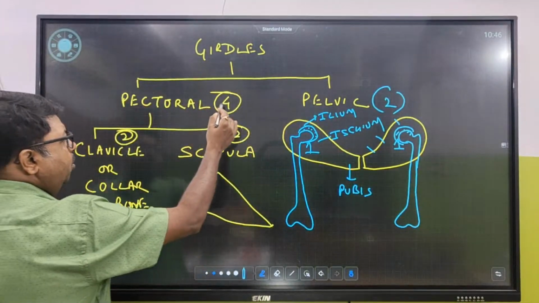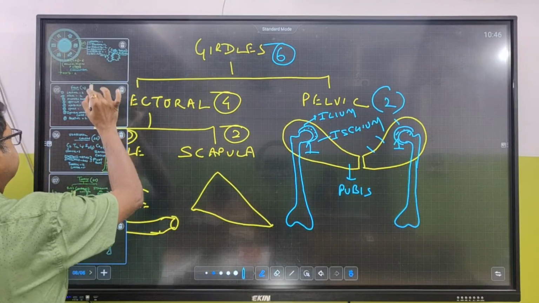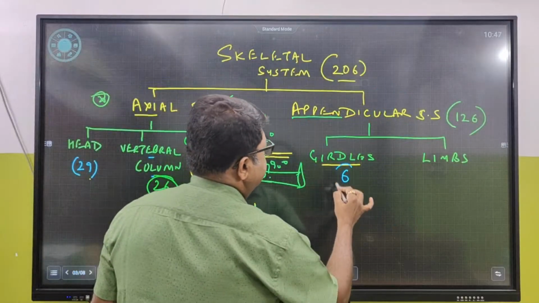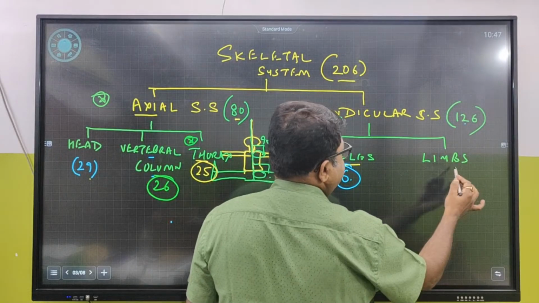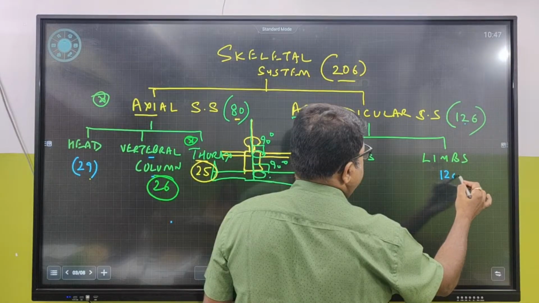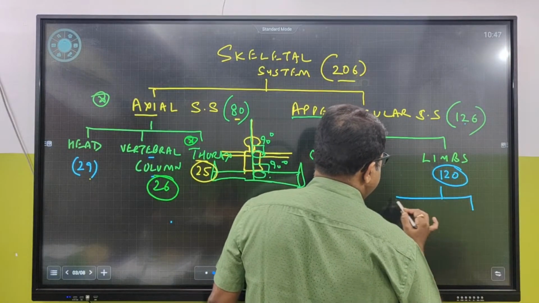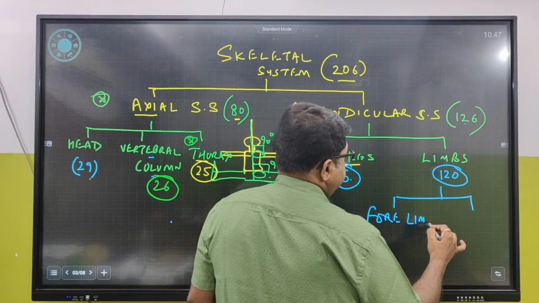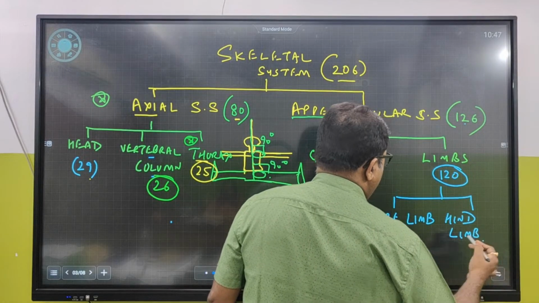So 4 plus 2, 6 girdle bones are there in the appendicular skeletal system. When we talk about limbs, 126 minus 6 means 120 bones are there in the limbs. And we can classify limbs into two. One is forelimb, and one is hind limb. Okay. Now let's talk about the forelimb.